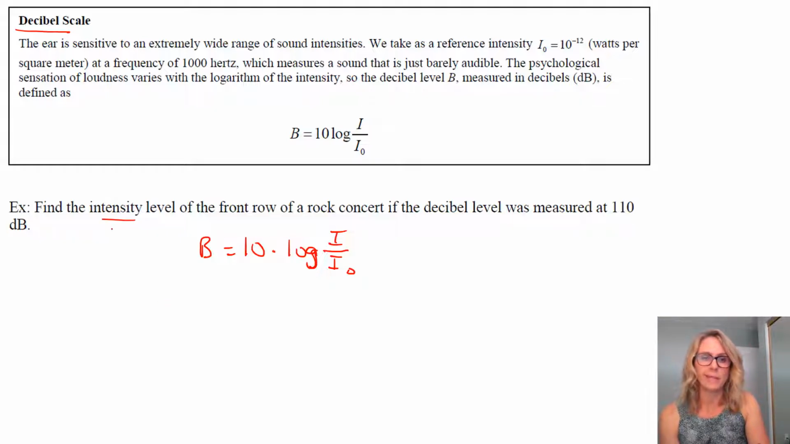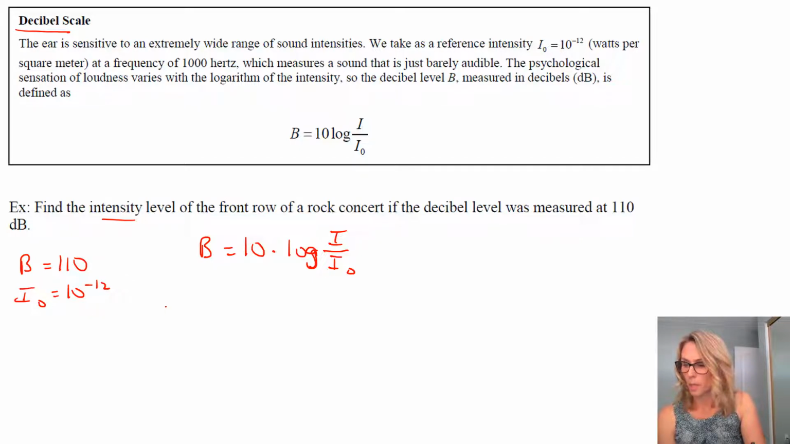So our first job is to find the intensity level of a front row concert if the decibel level was measured at 110 dB. The idea here is that we're given that B is 110. And then we have this I naught, which is always 10 to the negative 12. So some very, very small number there. And then we can just plug this in and solve for our I. So a couple steps, let me put that all in parentheses.